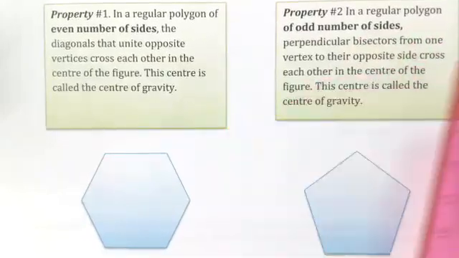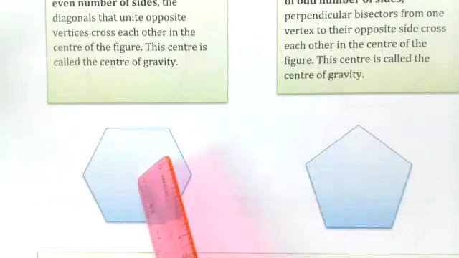If you have a regular polygon that has an even number of sides, the diagonals that unite the opposite vertices intersect at the center of this polygon. And that center is actually the center of gravity. So imagine having this shape like a disc in your hand. If you would put it on top of, let's say, a pencil, it would stay flat, right? Because the gravity is not going to pull it more on one side or another. That's called the center of gravity.